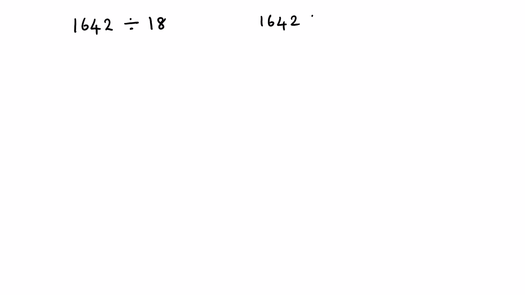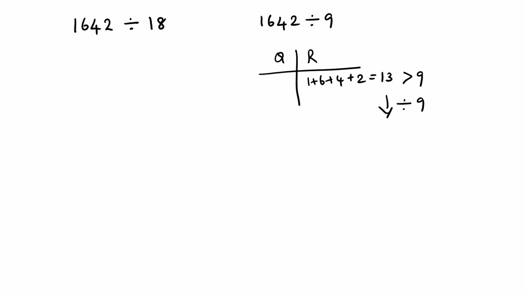Now let me show you how to do division of a 4-digit number. Again, you have to divide using 9. So you get quotient and remainder, right? Remainder is nothing but 1 plus 6 plus 4 plus 2, which is 13. So it's greater than 9. So you have to divide using 9. So you get 1.4.